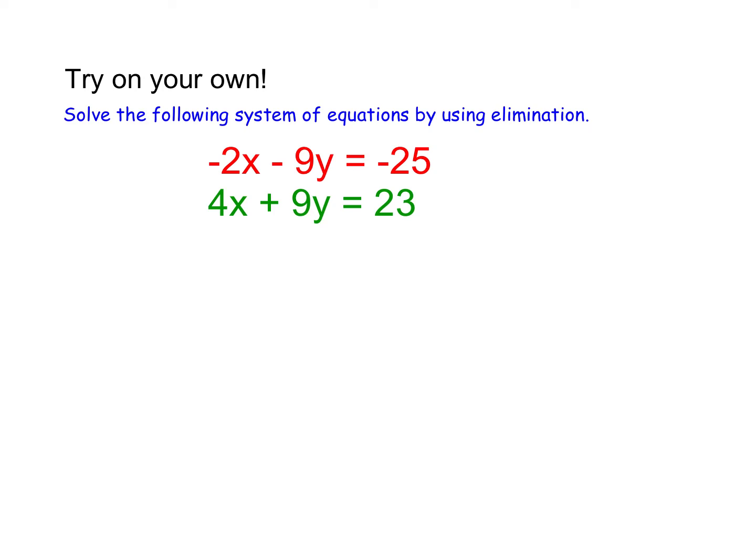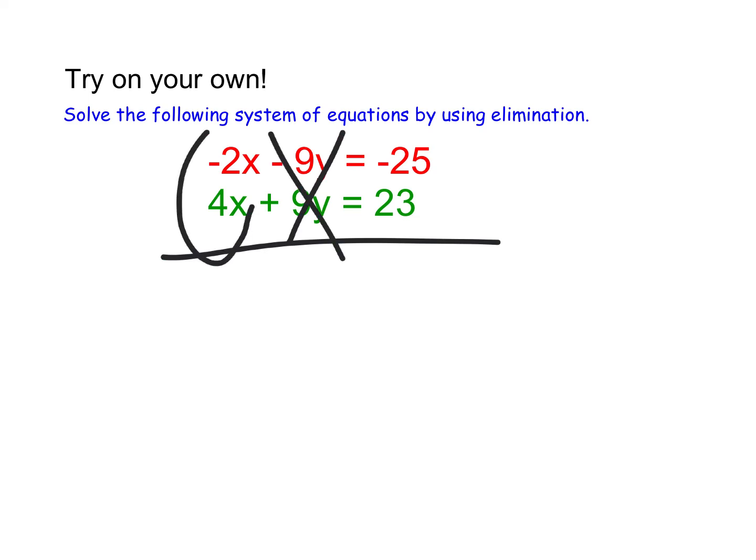Ian, what eliminates? 9y, or minus 9y and plus 9y. Yep, they're gone. We're combining these. Don't get all twisted about, is it add them? Is it subtract them? It's negative 2 and 4. Put them together, and what do you get?